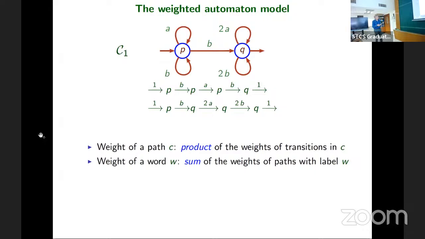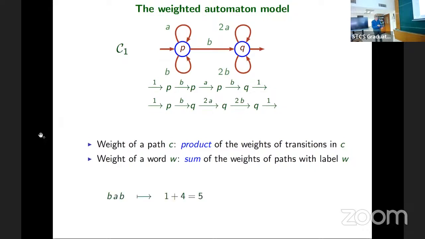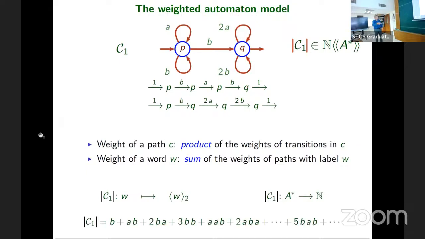And you can add weights at the beginning and at the end also. In this case, the value for BAB is 5. And you can understand that if you replace B by 1 and A by 0, it's the value of the word written in base 2. So once again, this automaton maps every word w to what I just described. It will be a series again, and I can multiply that.